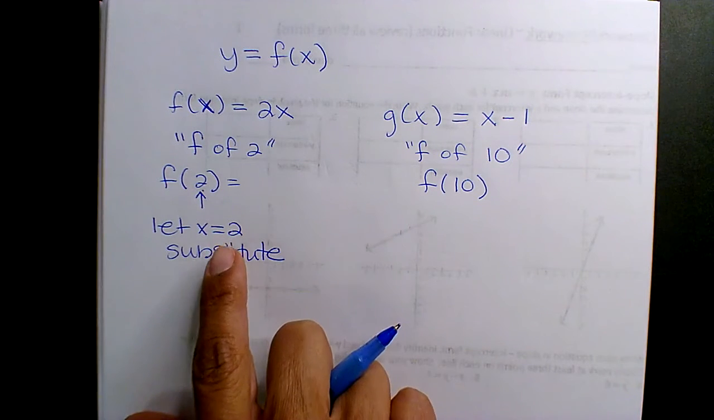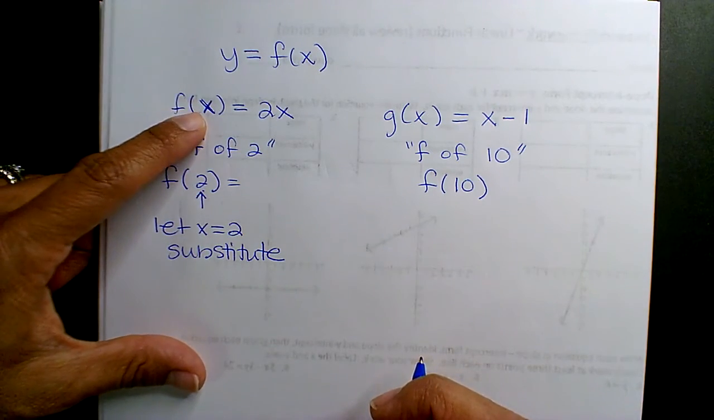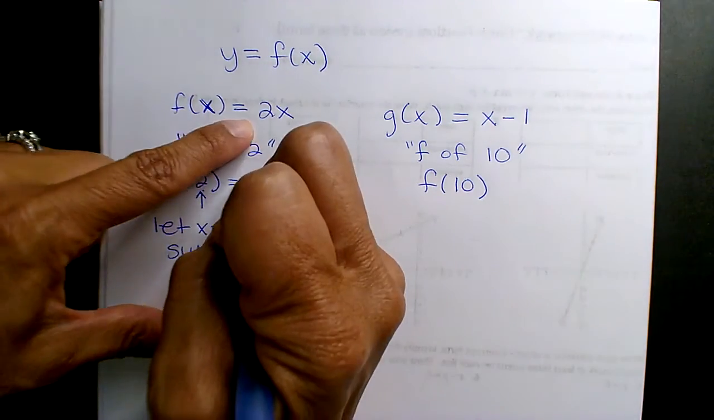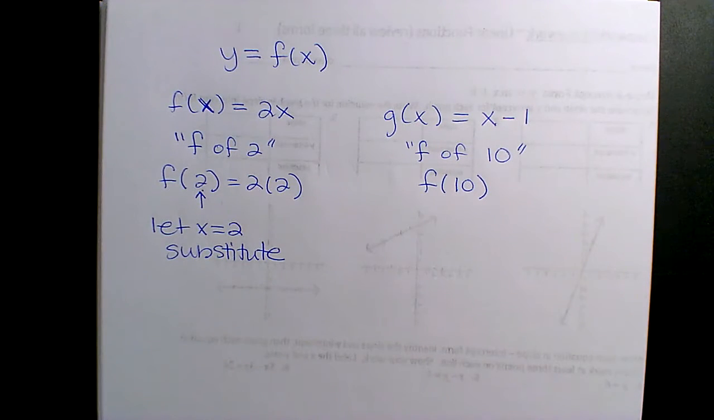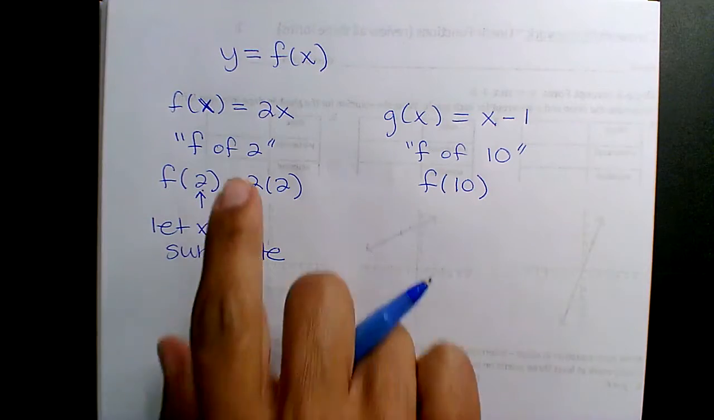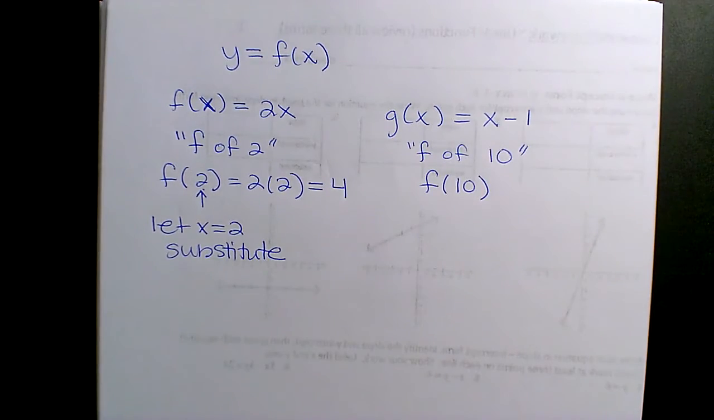So if I tell you let x equal 2, you're going to let f of 2 here, and substitute the 2 value for the x. That's it. And so what is 2 times 2? 4. So obviously this is a really easy function, so it looks like a whole lot of work. It's like a lot of writing.